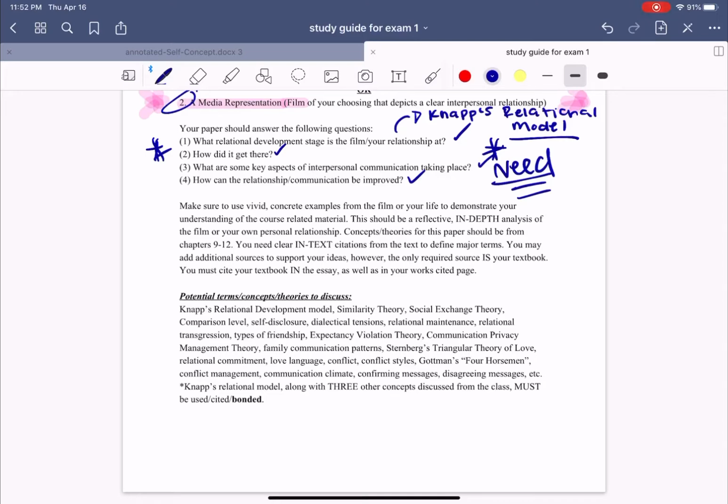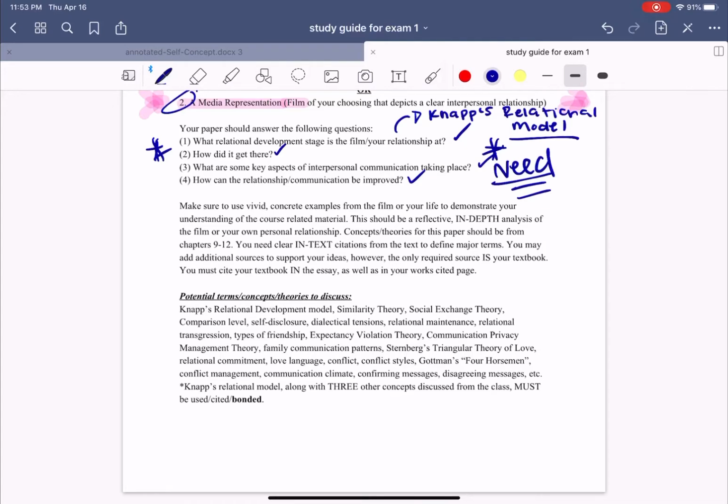How did it get there? How did you get to the integrating stage? How did you get to the bonding stage? Looking back at this or rewatching this video later on, it's going to make a little more sense, but there are different stages in Knapp's relational model. You're just telling me how did we go from one stage to the next, and how did we get to where we are today? Or, for the individuals in the movie, how did they get from one stage to the other?